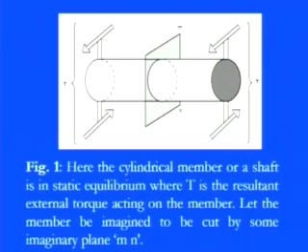So first you see we have a cylindrical member, or we can say a shaft, which is in static equilibrium. These torques are simply applied as a resultant external torque. Let the member be imagined to be cut at some section on a plane M cross N. That means, just look at this particular figure: we have a simple shaft, and at these two corners we are simply trying to apply the torque.